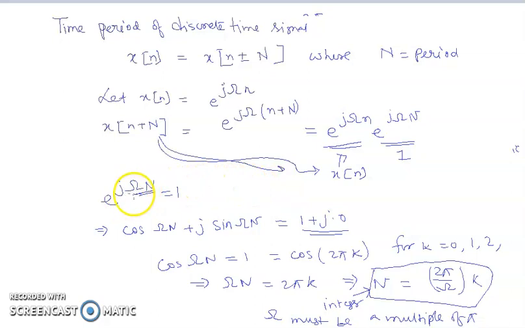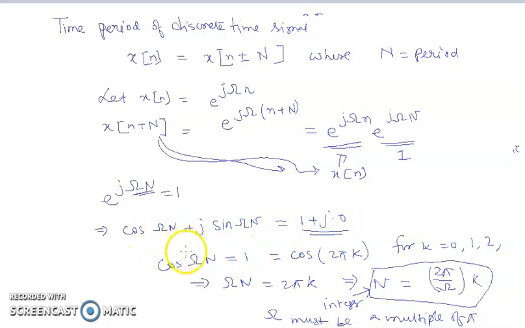So we consider e to the power j omega capital N is equal to 1, where N is the time period of the periodic signal. By expanding this, e to the power j theta, where theta is equal to omega N, is cos theta plus j sin theta. So cos omega N plus j sin omega N is equal to, for comparing here, 1 plus j0, where j0 is equal to 0, so it is 1 only. So we can compare this: cos omega N is equal to 1 and sin omega N is equal to 0.